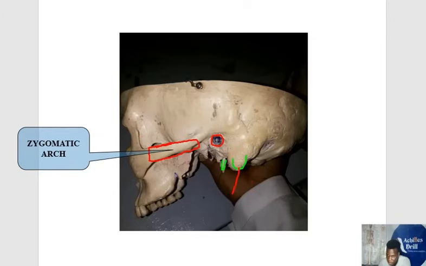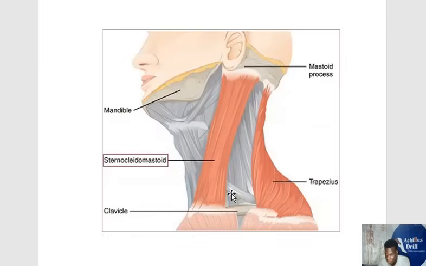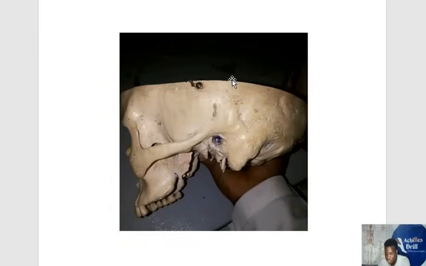We said the mastoid process is associated with the sternocleidomastoid muscle. Take a look at this muscle here. Here is the sternocleidomastoid muscle, which is very important in the turning of the head. Okay, the styloid process is associated with the posterior belly of the digastric muscle. Talk about the stylohyoid muscle, the stylomandibular ligament, and all. They're associated with the styloid process.